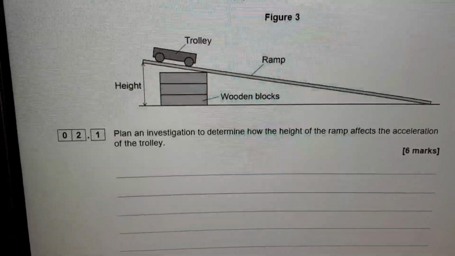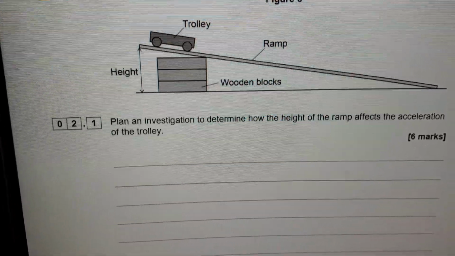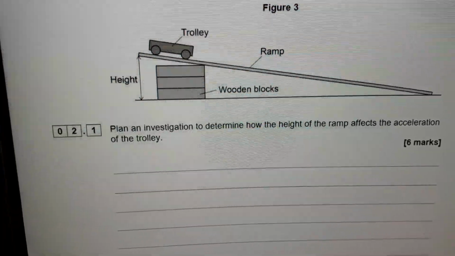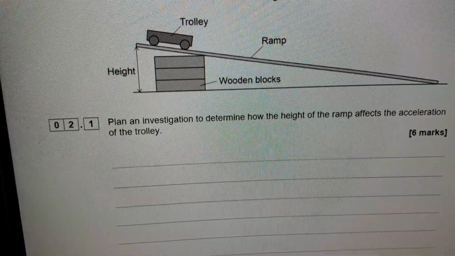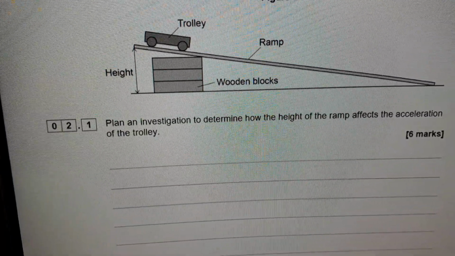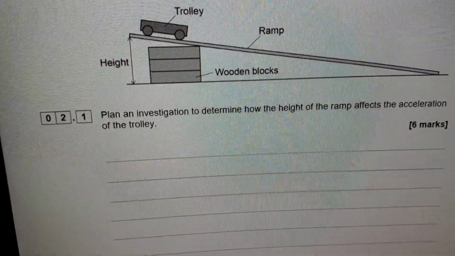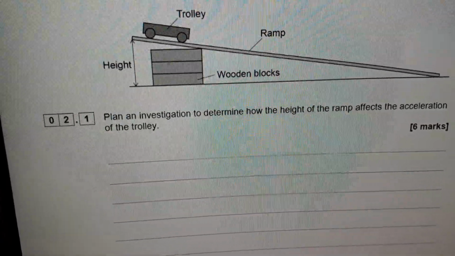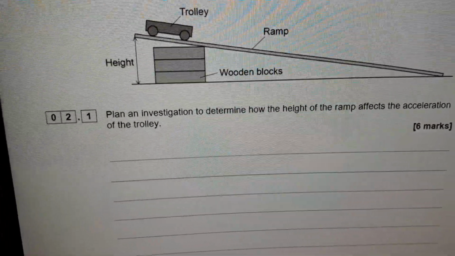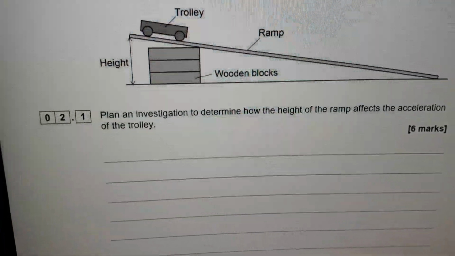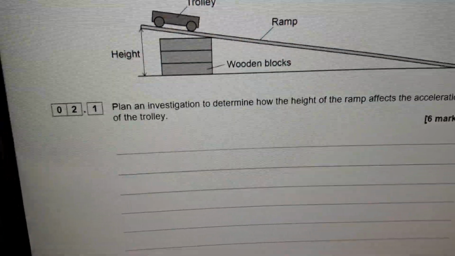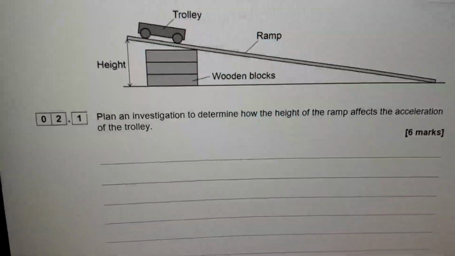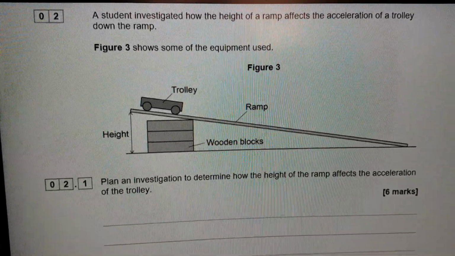So what am I going to do? Well, I'm probably going to start off with a ramp that's 1 block high and put my trolley on the top, and then time how long it takes to go down the ramp. And I'm going to do it 3 times. Doing it 3 times is always good, because then I can find anomalies. So always repeat experiments. Then I'm going to do 2 blocks and take it down again and do that 3 times and calculate a mean average, ignoring any anomalies. And then I'm going to do 3 blocks. Right, sorted. But it wants to know about acceleration.